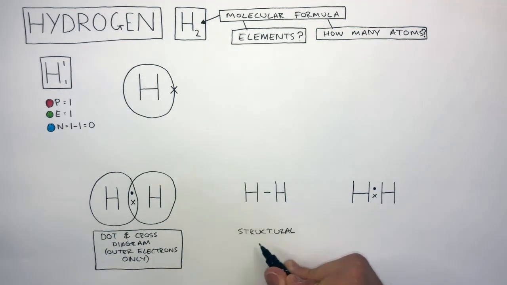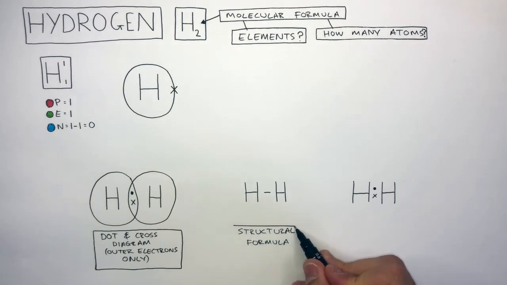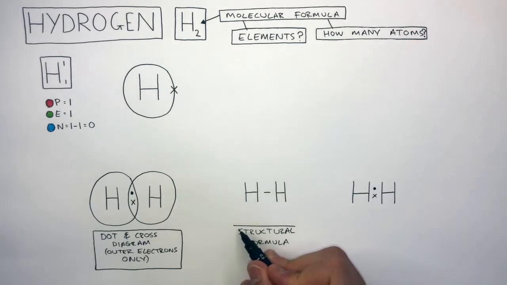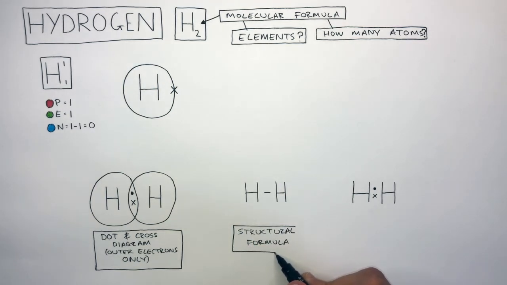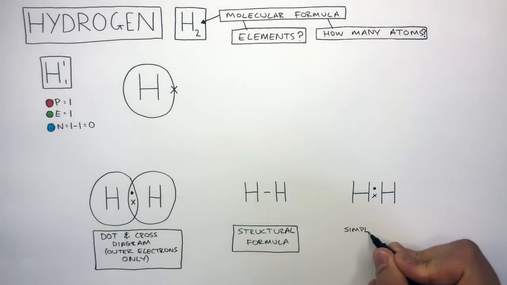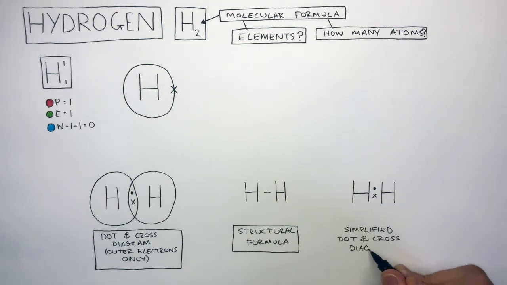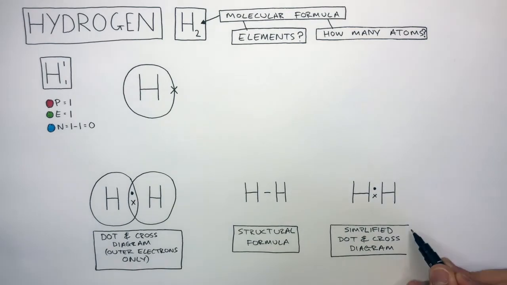The structural formula just shows which atoms are present and then displays the covalent bond as a stick. One line represents a single covalent bond. 2 lines represents a double covalent bond. 3 lines represents a triple covalent bond. This is a simplified dot and cross diagram. It only shows the symbol of the elements and then the electrons.